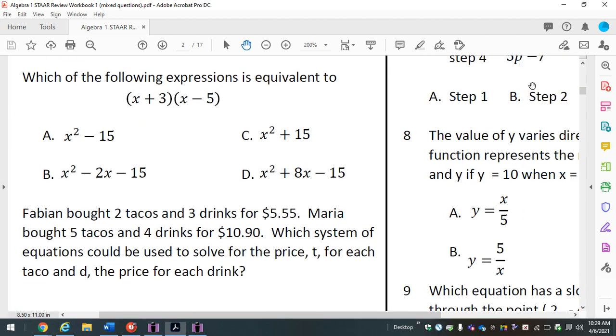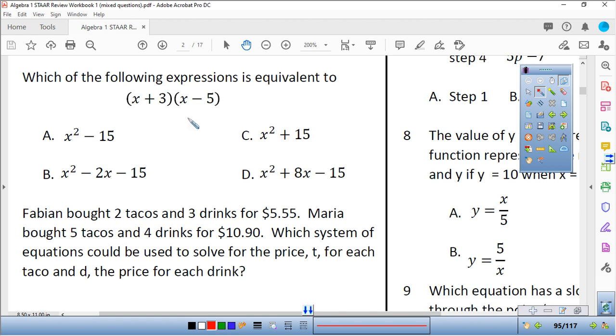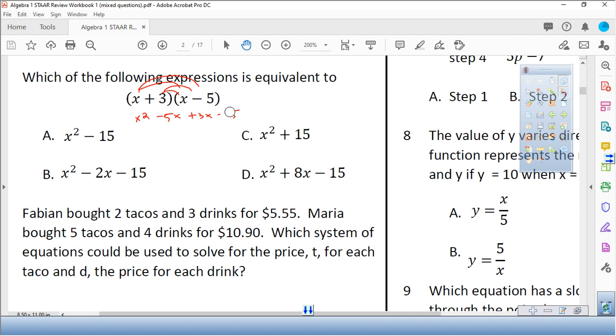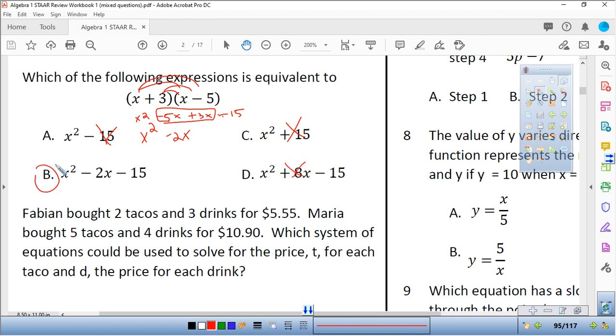Which is equivalent? You need to be able to do FOIL, guys, in this one. So I multiply here to here, gives me x squared. Here to here, negative 5x. Here to here, 3x. Here to here, 15. Ooh, my bad, negative 15. So I have x squared. These two come together, negative 2x. Out, out. There's my answer.